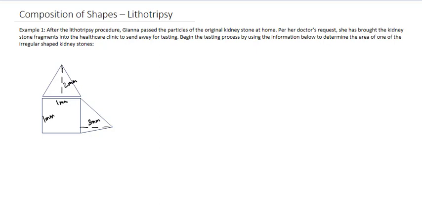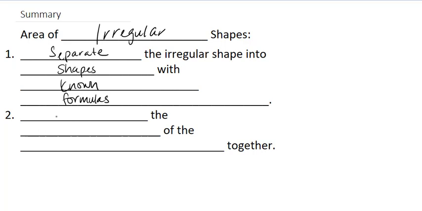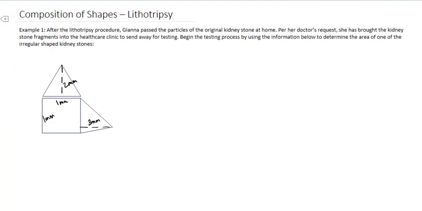So to find the area of irregular shapes, we will separate the irregular shape into shapes with known formulas. And then two, we will add the area of the shapes together. So let's go ahead and go back to our problem.